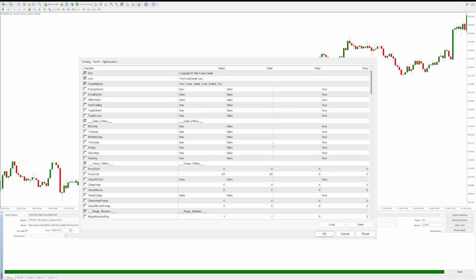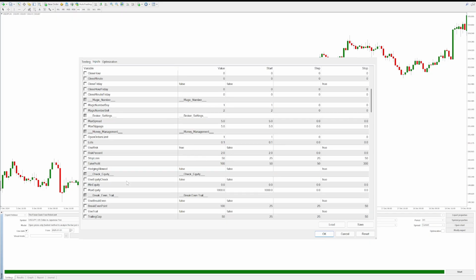Okay, so you can use this. There's literally an abundance of different combinations you can use. You can obviously optimize as well for different settings. It's just a fully comprehensive EA that includes a ton of indicators and candlestick patterns, so you can customize your own strategy.